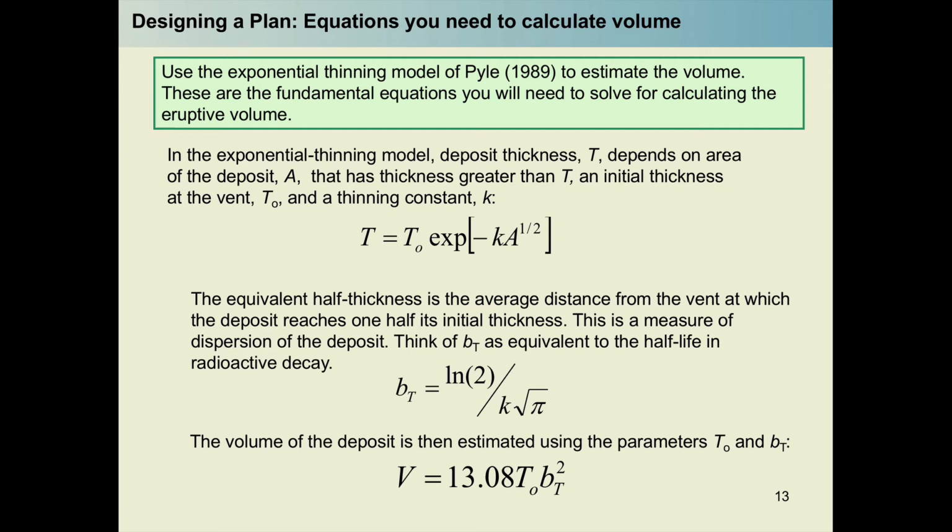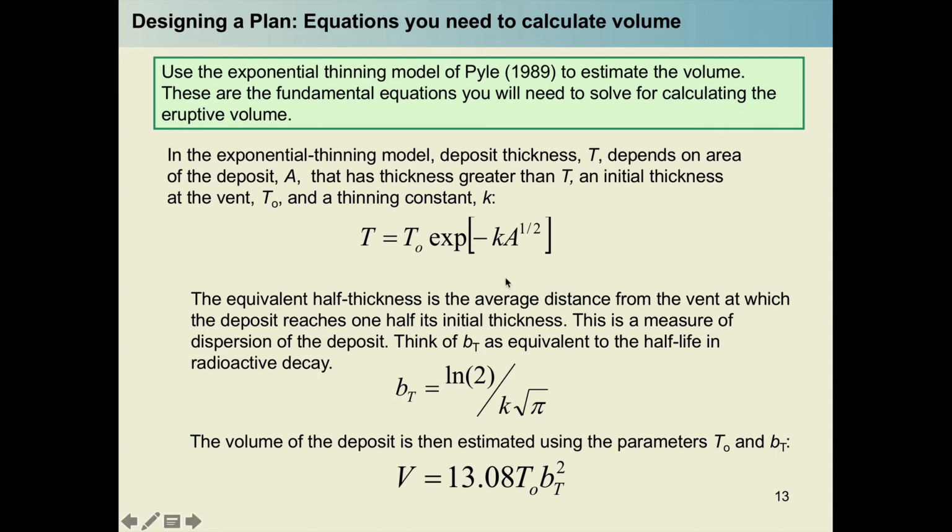So here are the equations from Pyle. This is an exponential thinning model that Pyle published in 1989, and it helps estimate volume more accurately than if you were to just add up pancake stacks of isopachs in your map. So in the exponential thinning model, deposit thickness, capital T, depends on area of the deposit, capital A, and it has a thickness greater than T. Your initial thickness at the vent, T sub 0, and you need a thinning constant, little k, to help provide the right rate of decay of thinning for your deposits as observed from the map.